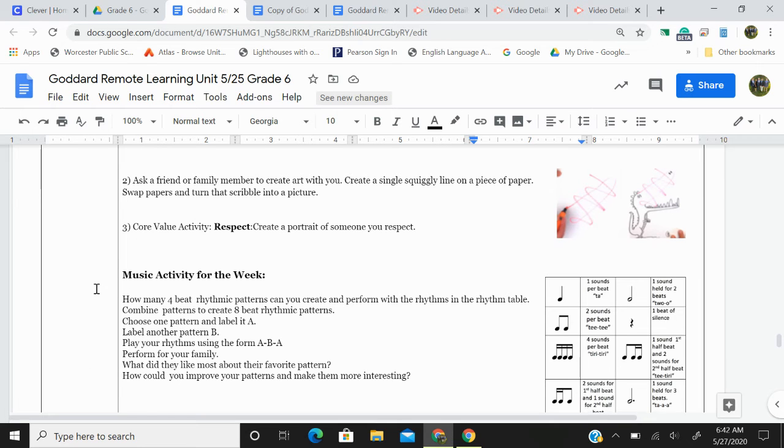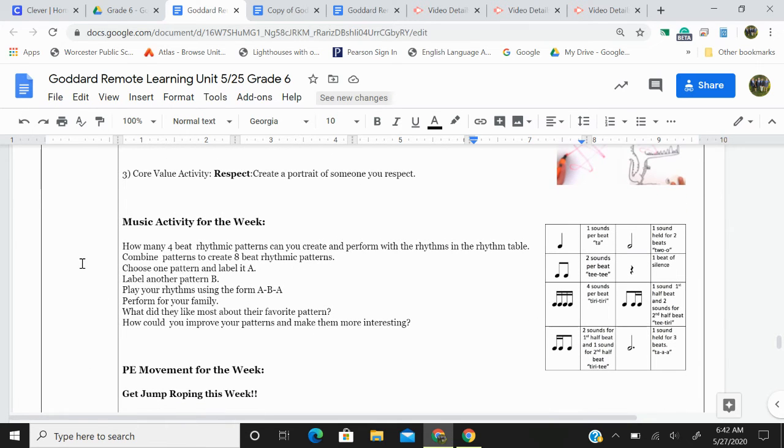There's a music activity for the week, and here's a visual over here. How many 4-beat rhythmic patterns can you create and perform with the rhythm in the rhythm table? Combine patterns to create 8-beat rhythmic patterns. Choose one pattern and label it A. Label another pattern B. Play your rhythms using the form ABA. Perform for your family. What did they like most about their favorite pattern? How could you improve your patterns and make them more interesting? So use this chart over here to help you out.